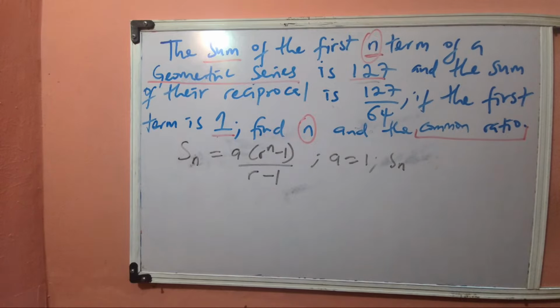All right. It looks like our black marker needs new ink. The very first thing you have to do is substitute the value of Sn into this particular formula, and substitute that of A also, of course, as 1, and then Sn will give you a value of 127.